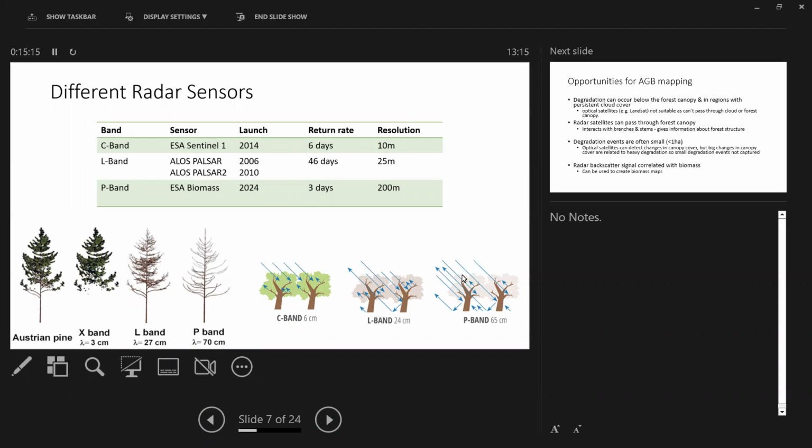And P band interacts more with the bigger trunks of very big trees, because it goes through the canopy and interacts with the trunks, whereas L band interacts more with big branches. These are the main sensors that we're looking at.